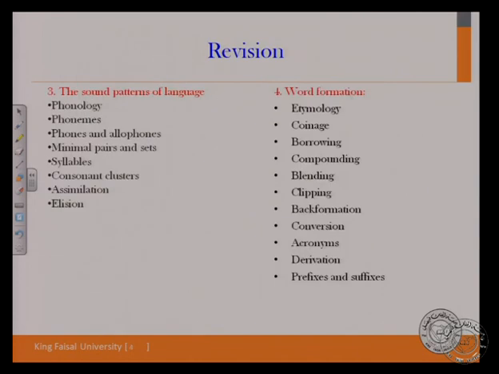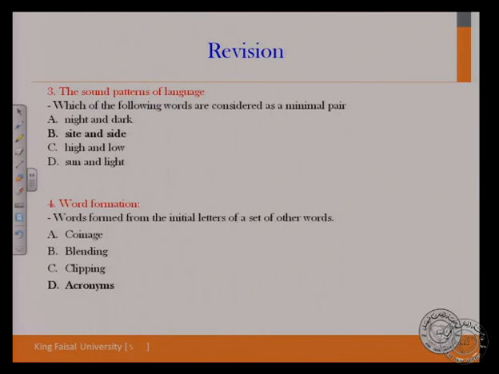We moved then to the sound patterns of language. We talked about phonology in chapter or lecture 3, phonemes till allophones, and in chapter 4 we talked about word formation. And here are 2 samples from these 2 chapters. About chapter number 3, you may have some questions, and one of these could be in this way, but of course it is not the same in the final exam.